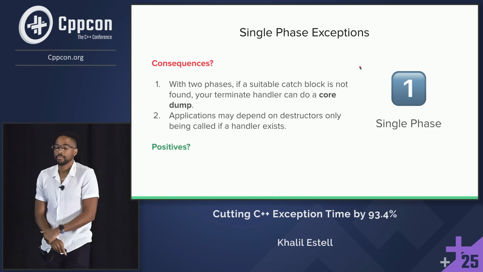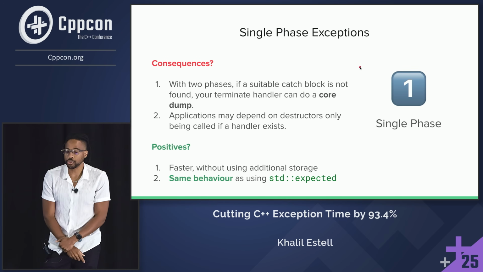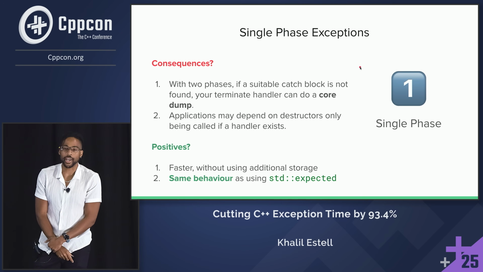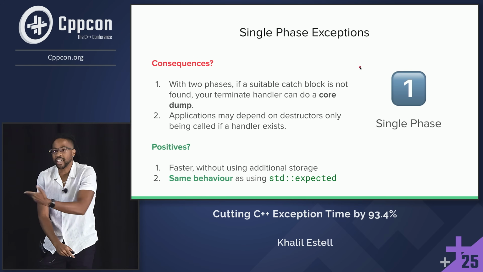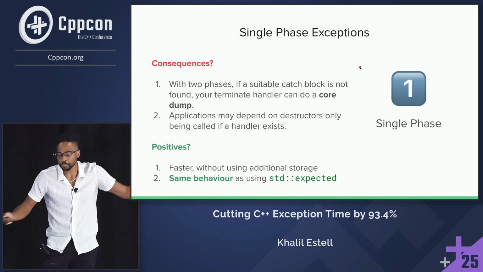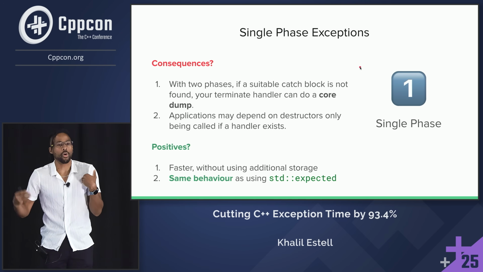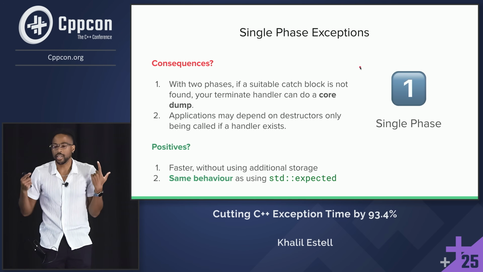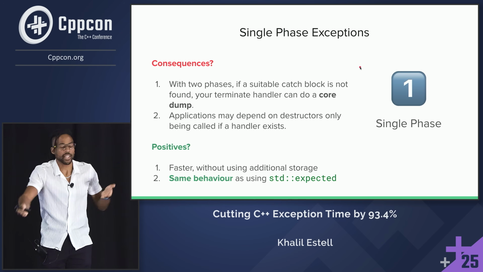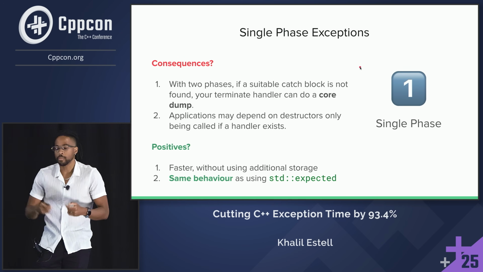The positives, though, it's faster without any additional storage. I could just do it immediately. It's also easier to write, not going to lie. Also, it has the same behavior as std::expected. As someone who's used std::expected and something like that for my entire programming career, I am so used to destructors being called when I propagate errors that it makes sense to me not to make my exceptions do something different. This would make this more at home for me. So I went with this behavior.